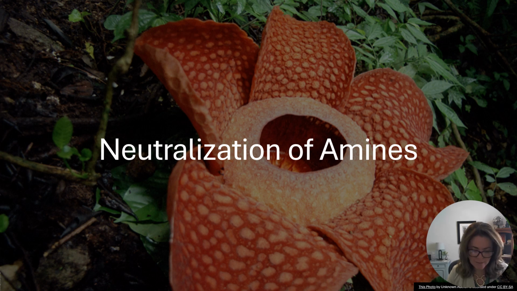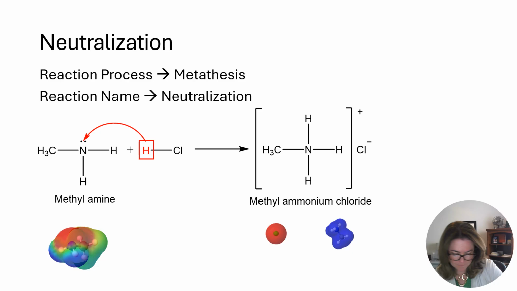Right, so here is our second reaction. This is the neutralization of amines. So our reaction, this should sound familiar from 1201. Our process is a metathesis, and it is a neutralization reaction. So what you are doing here is you're taking a weak base, reacting it with an acid.